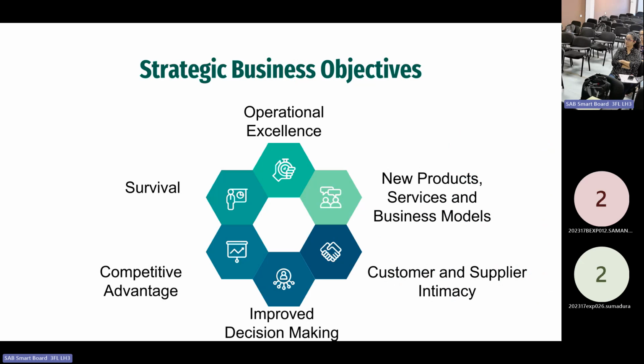Any organization could be product related, manufacturing, or maybe a service related one, even sometimes profit based, even sometimes non-profit based. But any organization or business will have these six strategic business objectives. If we start from the top, they will have an objective to excel in their operations.